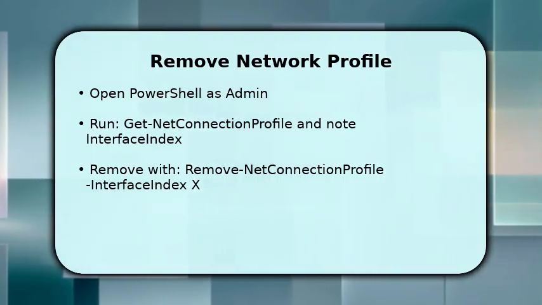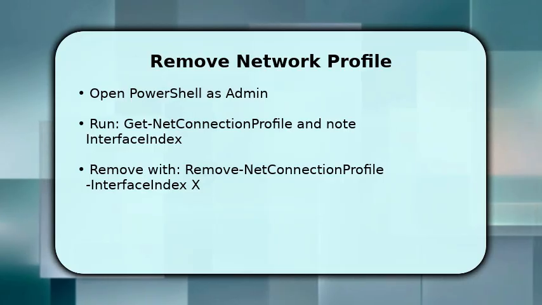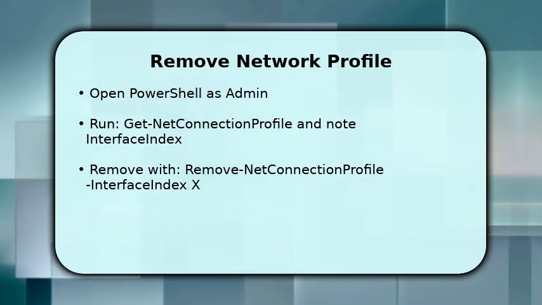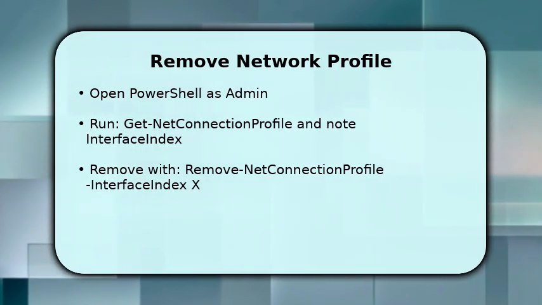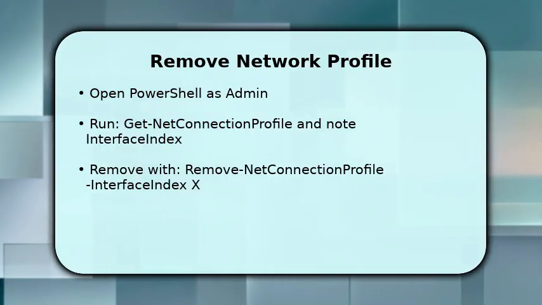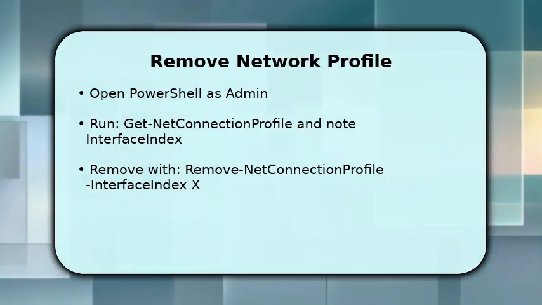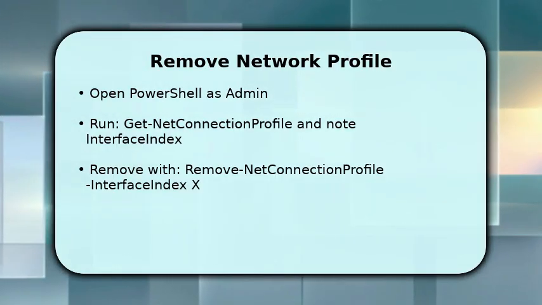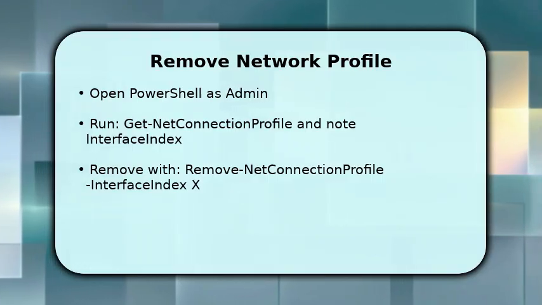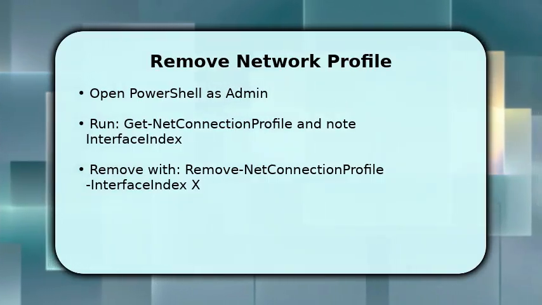Run Get-NetConnectionProfile to list profiles and note the interface index or name of the unwanted network. Once identified, run Remove-NetConnectionProfile with the interface index number or name, and the profile name, to delete it. This removes the logical profile, but not always the saved network in the registry.